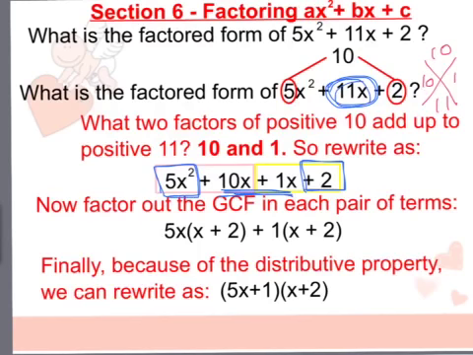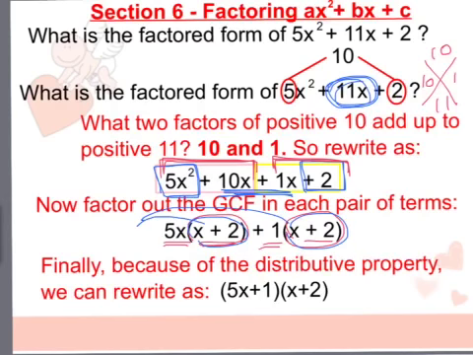Then you're going to factor out the GCF of the first two terms, which is 5x, and you're going to factor out the GCF of the last two terms, which is positive 1. What's inside the binomials, what's left over from each one, should always match up, because then you're going to take this and factor it out in front so that it's x plus 2, and then what's left over goes in the other binomial, 5x plus 1.